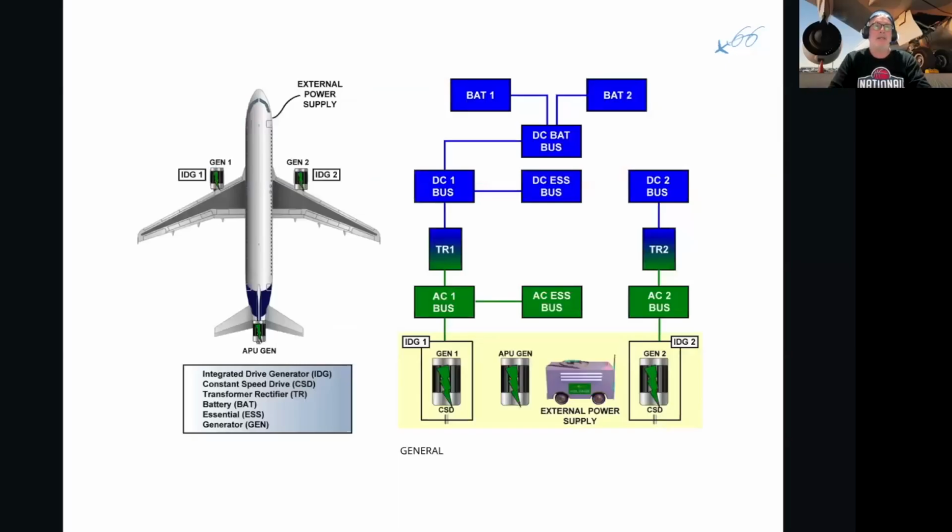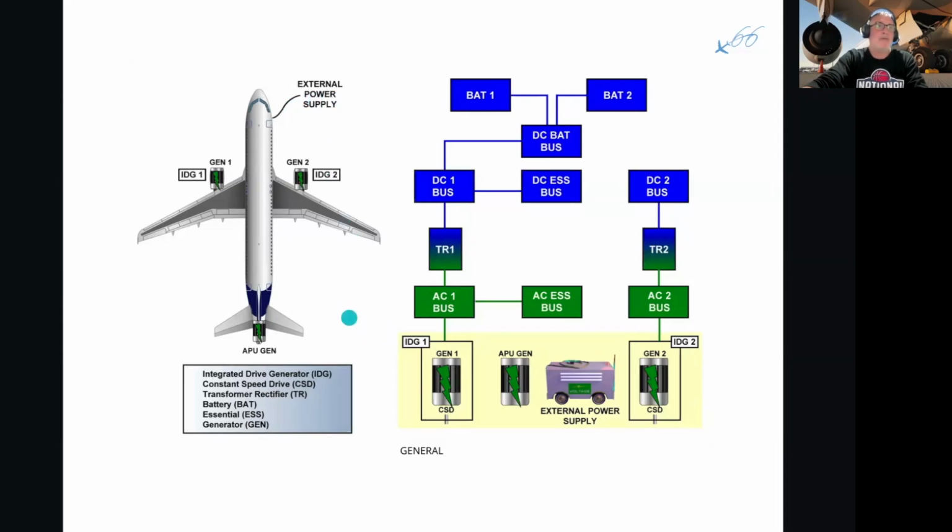We're going to go into the next chapter now, which is the aircraft electrical power. All right, so there is AC on the aircraft, and there is DC on the aircraft, as you can see in this picture here. There are four AC sources: a generator through an IDG on engine number one, an IDG on engine number two, the APU, and an external power supply, if required, on the ground.